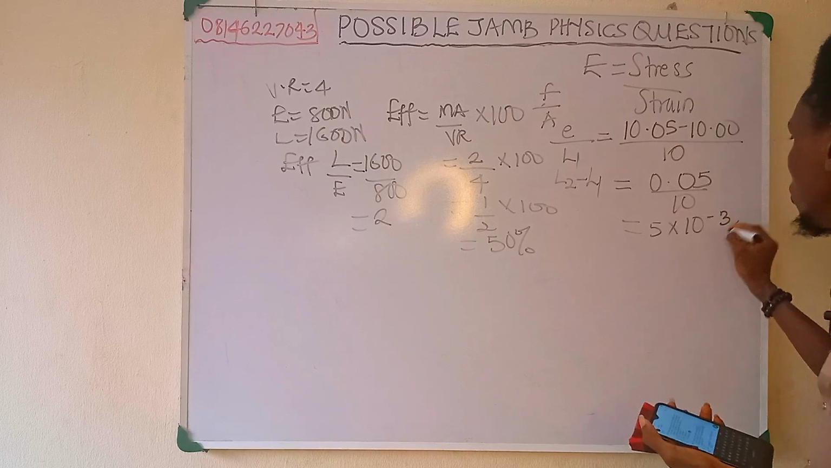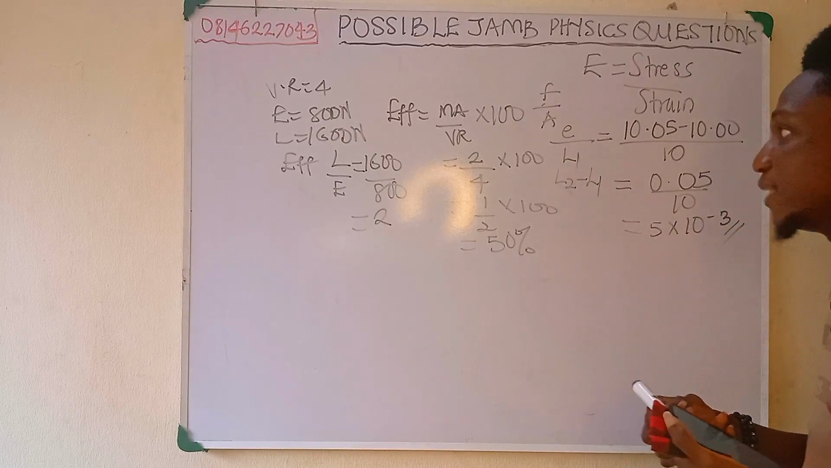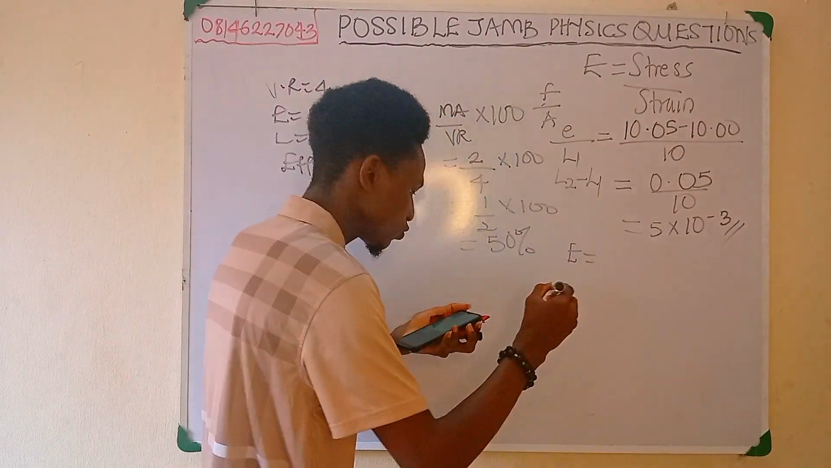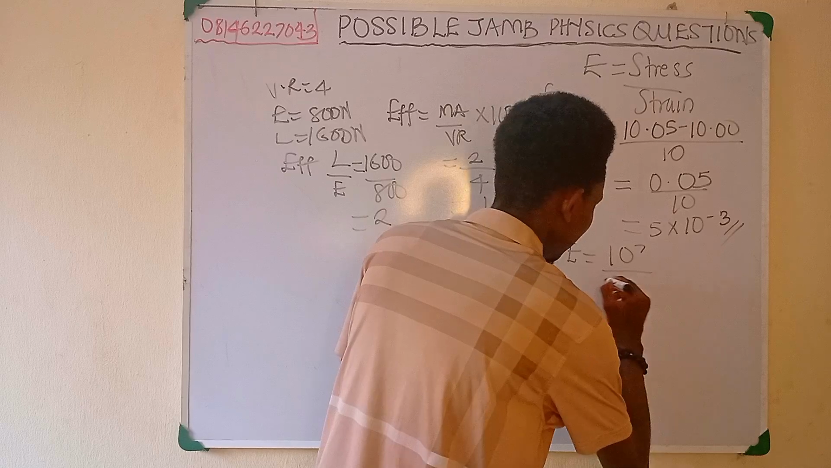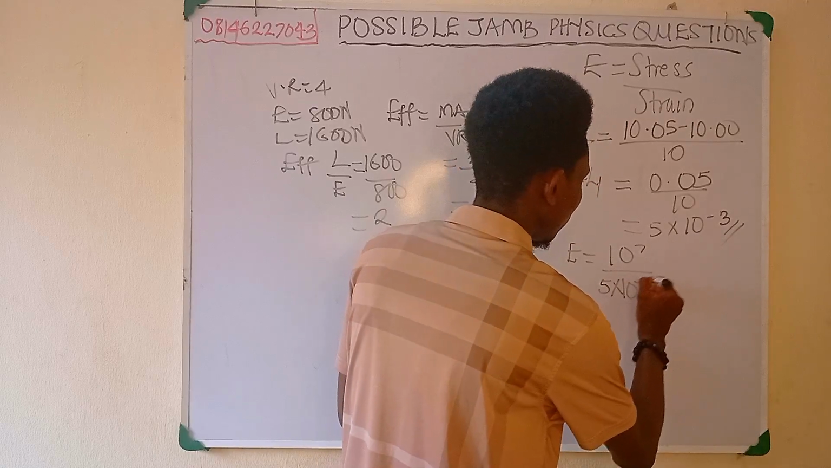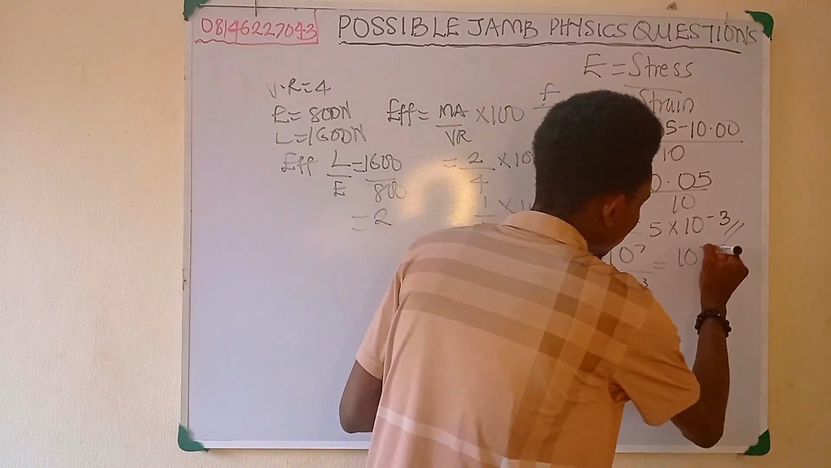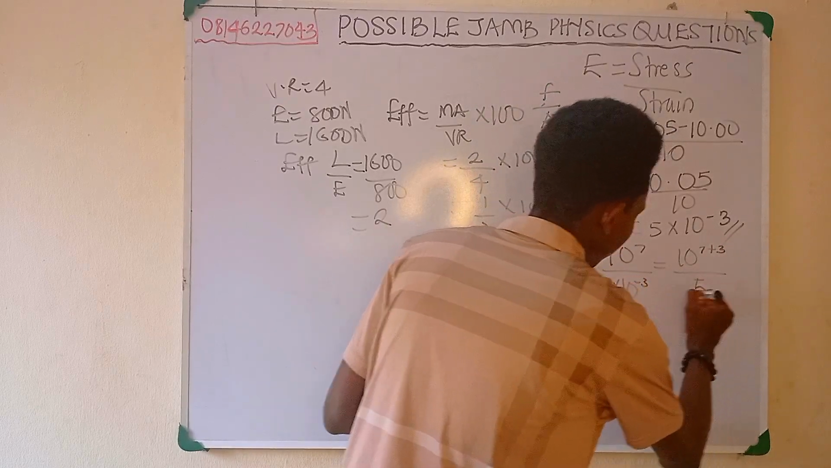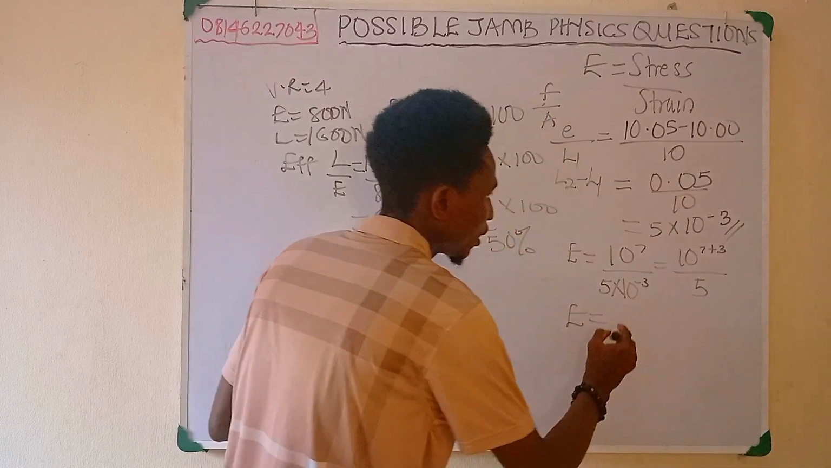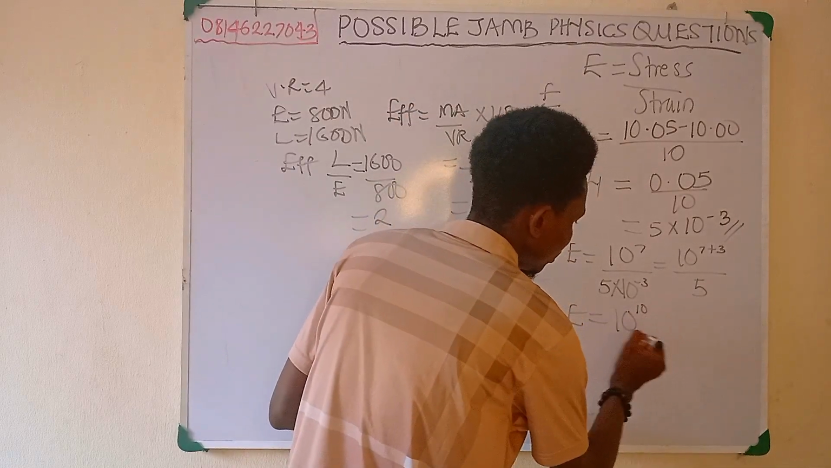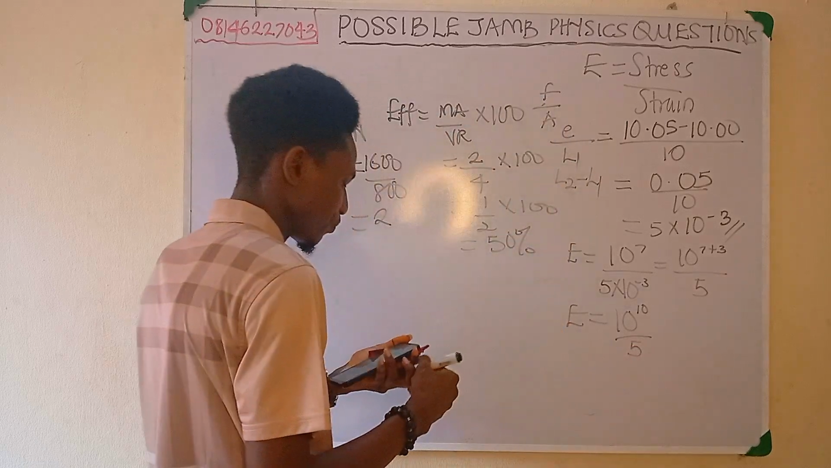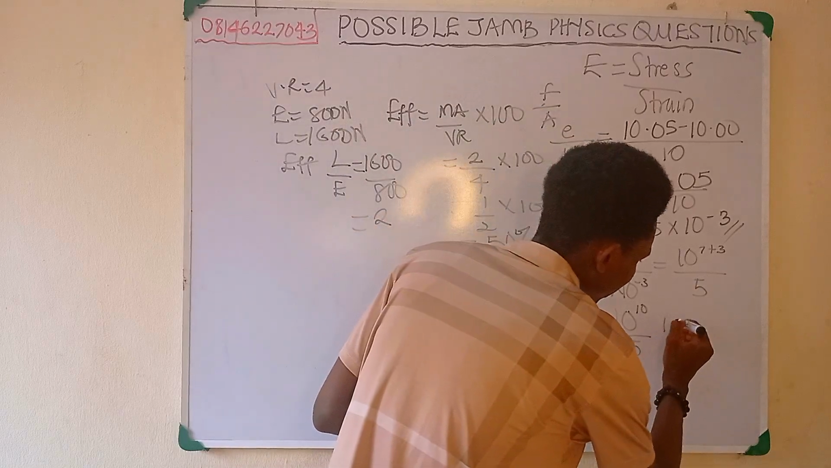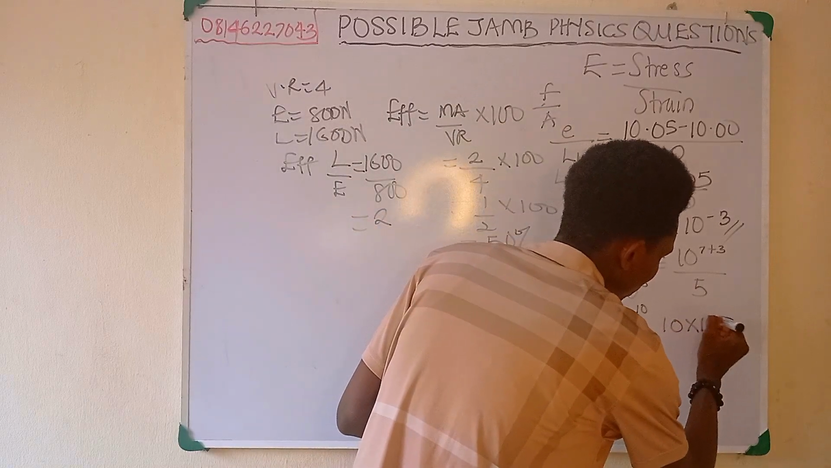So please take note. Strain is extension over original length, while stress is force over area. We're given the stress here. So the Young modulus is 10 raised to the power 7 divided by the strain, 5 times 10 raised to the power minus 3. So what do you do next? You have 10 raised to the power 7. If you bring the minus 3 over, you're going to get plus 3, divided by 5. So you're going to get Young modulus equals 10 raised to the power 10 divided by 5. But that's not the way the options were written. So what do you do? You're going to do 10 times 10 raised to the power 9.